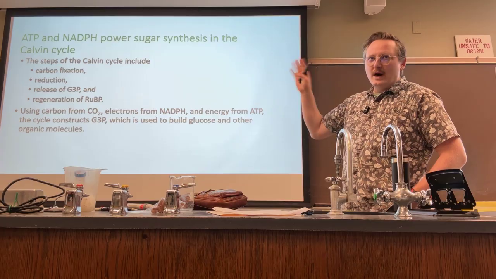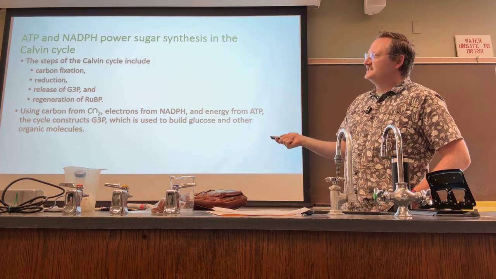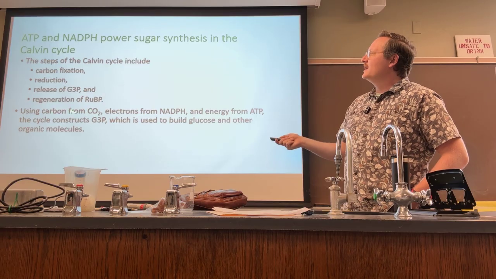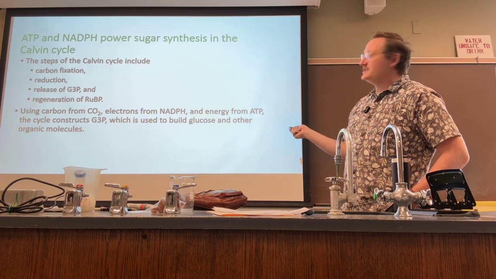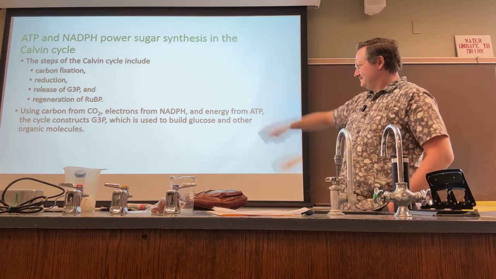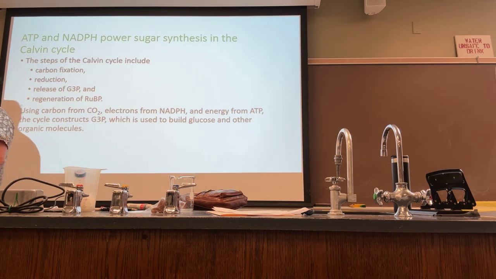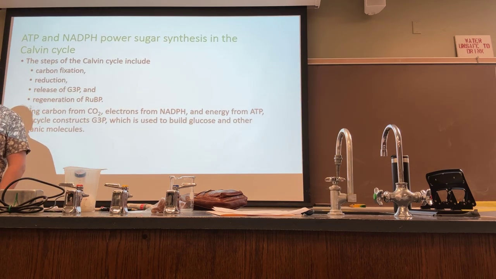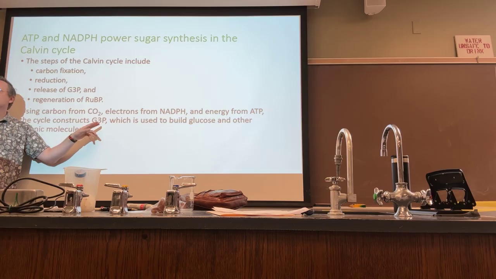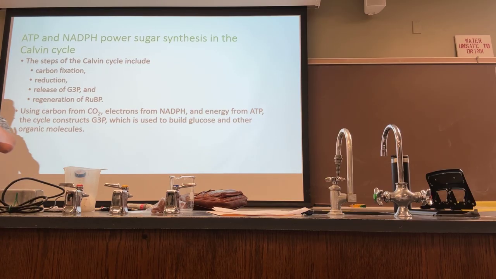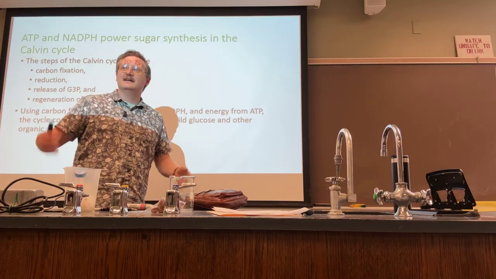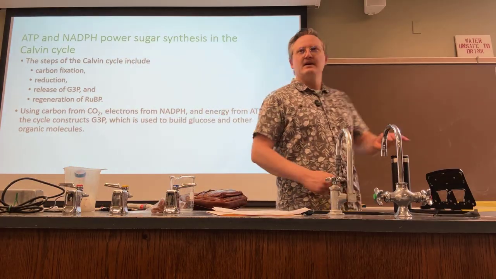Anyway, what is the Calvin cycle? The Calvin cycle uses carbon from carbon dioxide, electrons from NADPH, and energy from ATP. Then it makes this molecule called G3P. And then that G3P molecule is basically a foundation molecule that's used to make a ton of other organic molecules, including glucose. So I'm not going to test you on G3P, right? We'll talk about photosynthesis as generating glucose, even though you know that it's never that simple. All right? Great.